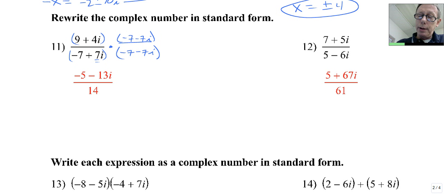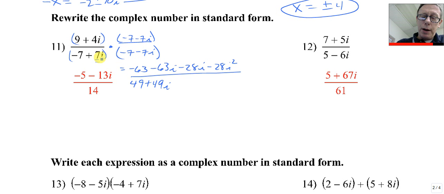I'm going to have to use the FOIL method. So 9 times negative 7 is negative 63. 9 times another negative 7i is a minus 63i. 4i times a negative 7 is a minus 28i. 4i times a negative 7i is going to be a negative 28i squared. My denominator is going to be negative 7 times negative 7, that's 49. Negative 7 times a negative 7i is going to be plus 49i. 7i times a negative 7 would be a negative 49i. Lastly, I have 7i times a negative 7i. That'd be a minus 49, and i times i is i squared.